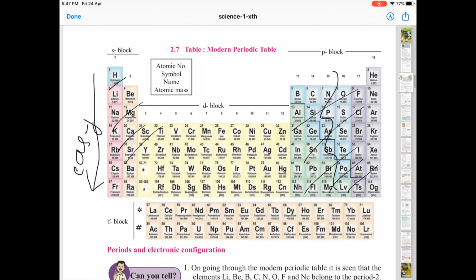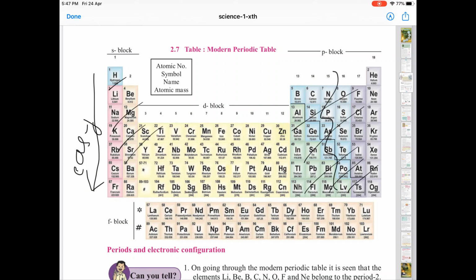What conclusion can we come to? We can come to the conclusion that atomic size decreases as we move from left to right along a period. The atomic size increases as we move from top to bottom along a group.